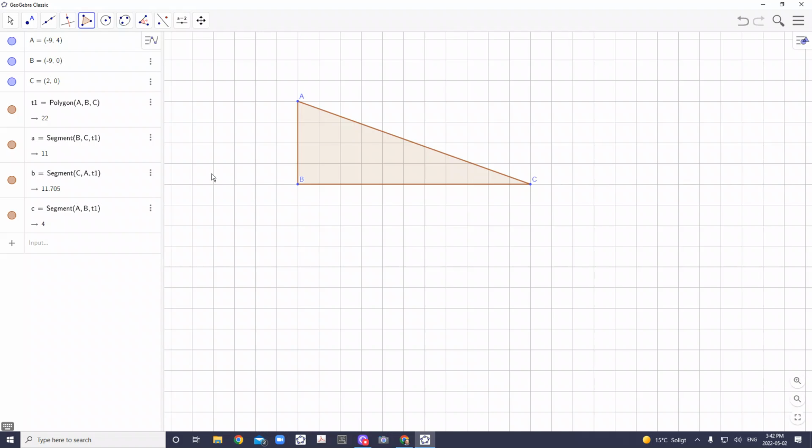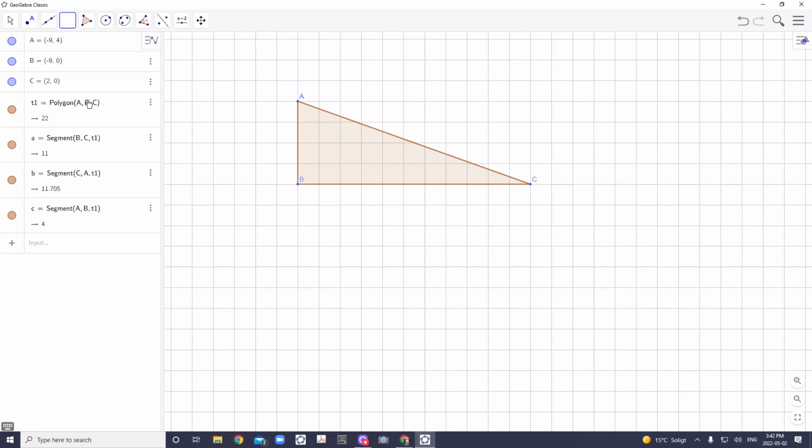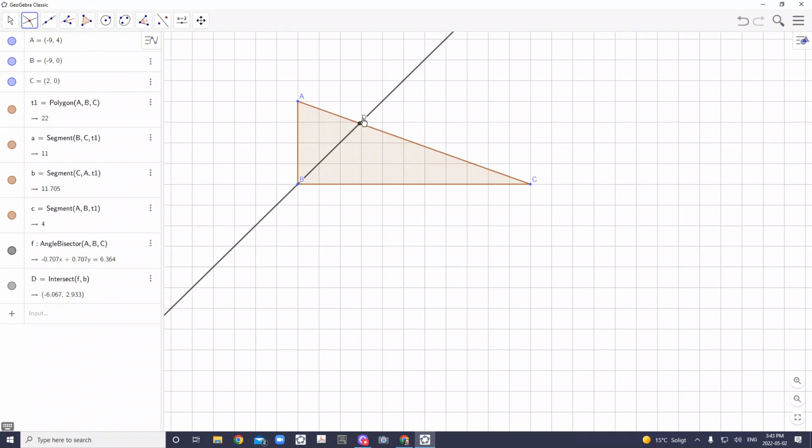And then what I'm supposed to do, I am trying to draw the angle bisector of the angle B. So I go here and find the angle bisector. This is the angle bisector. And then I draw the angle bisector here. And then I will find the intersection point between these two. And that is D. That's good.